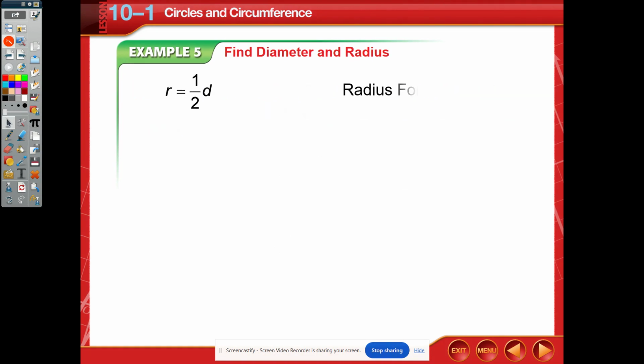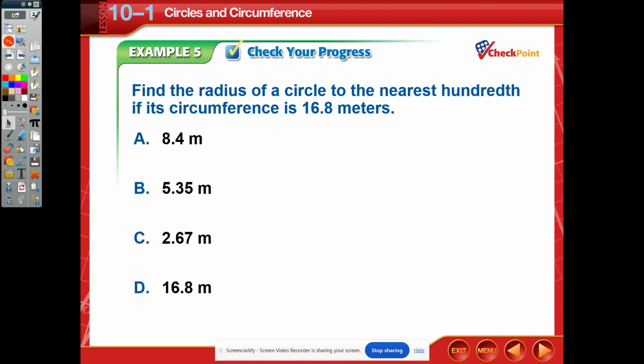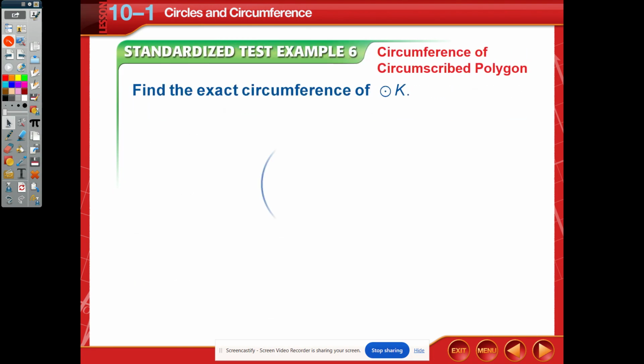Come on, Mr. Bird. Come on. I think there's inscribed and circumscribed at the end of this chapter. Oh, you know what? This is the last one I'm doing here. Last one. Find the circumference.